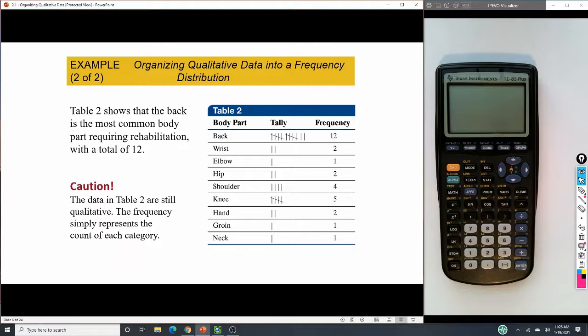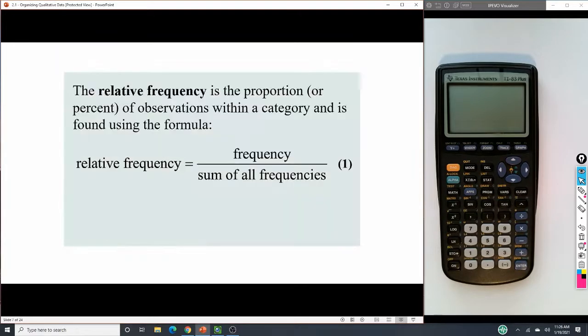All right, now there's just a caution here. Table 2 is qualitative. The frequency represents the count in each category. So don't think that this is quantitative. In this case, it is still qualitative because we're talking about a back issue, a neck issue, a back issue, and so forth. Okay.